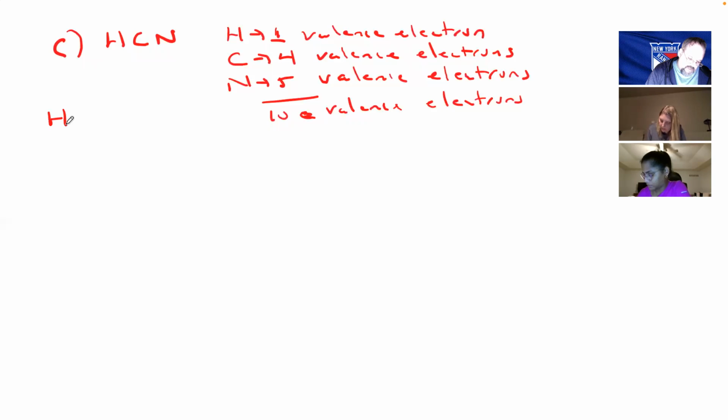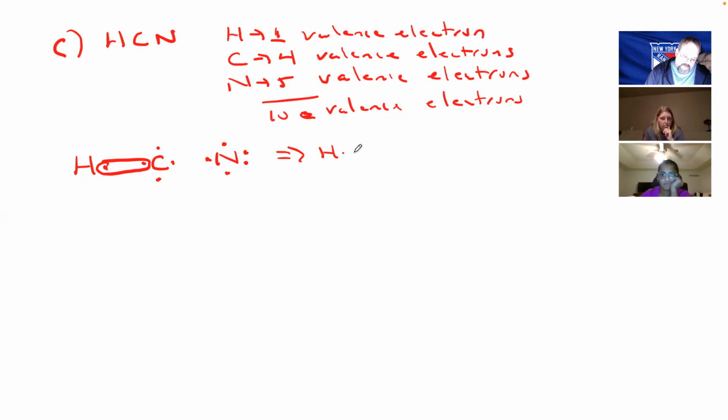Let me give myself some more space. So we've got hydrogen, carbon, and nitrogen. We know hydrogen wants to get to 2. The simplest way for hydrogen to do that is to take its 1 valence electron and share it with the carbon to form what type of bond between them? To form a single bond.